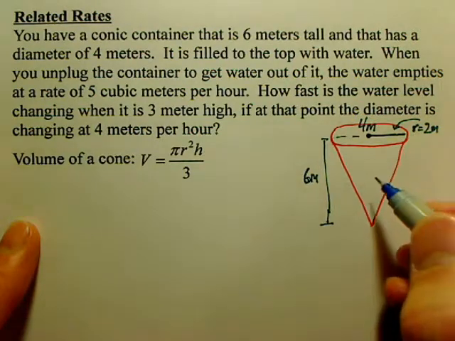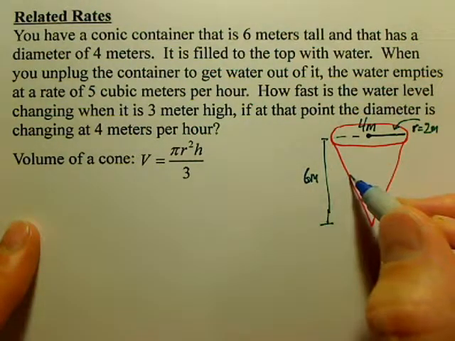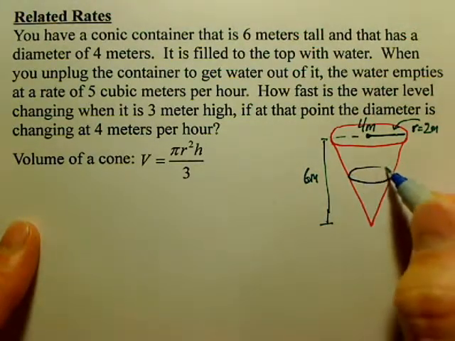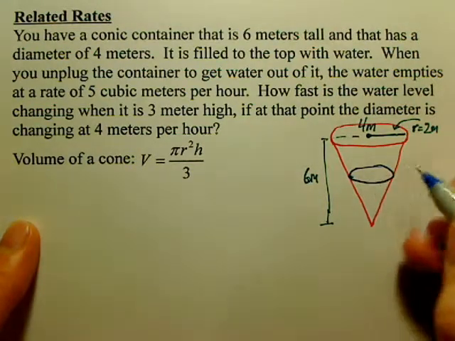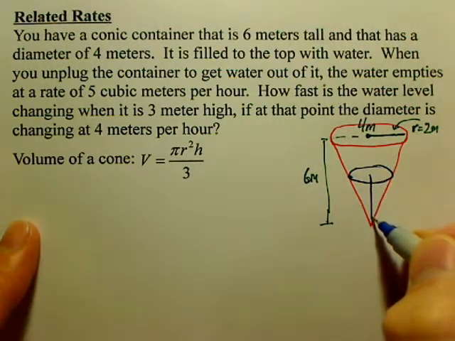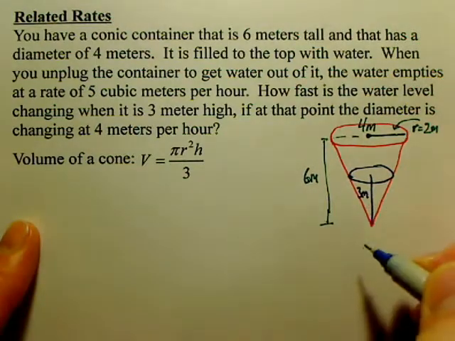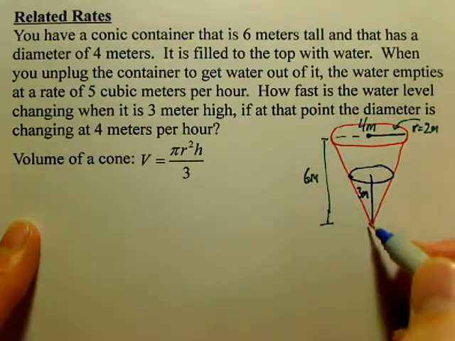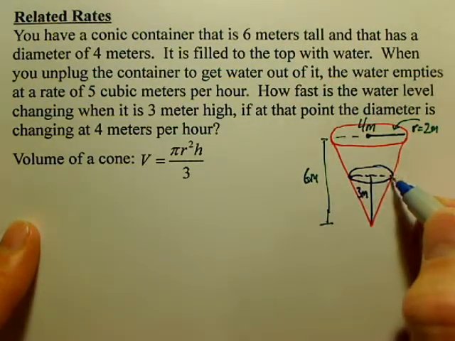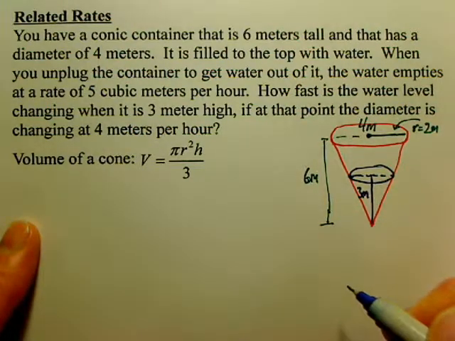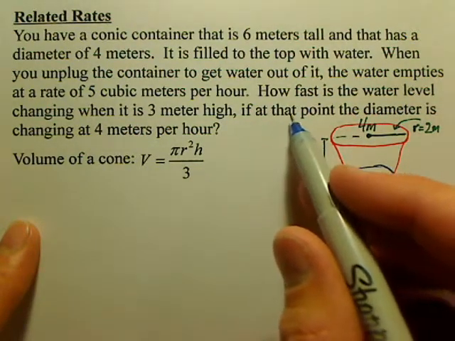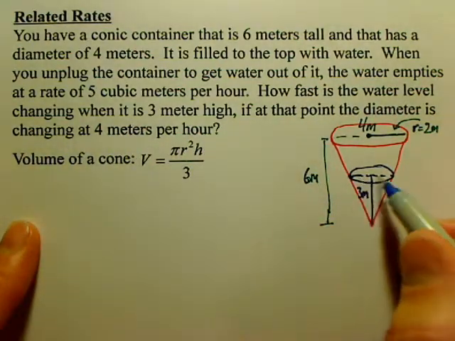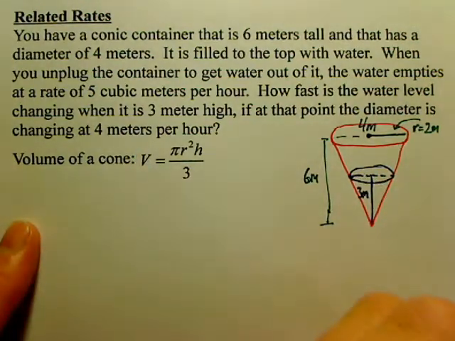So say the water is 3 meters high, which if this is 6, isn't 3 meters basically halfway down? So this is going to be 3 meters high. All right, and we're wondering, how fast is this water level changing at 3 meters high? Okay, if at that point the diameter is changing at 4 meters per hour. So this diameter is changing at 4 meters per hour. That's a lot of information, isn't it?